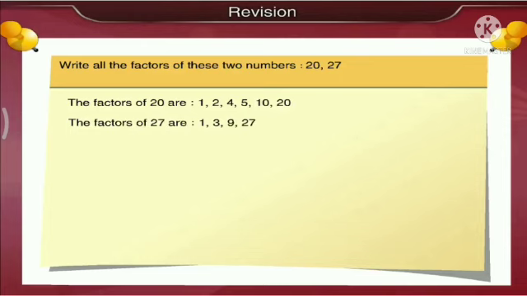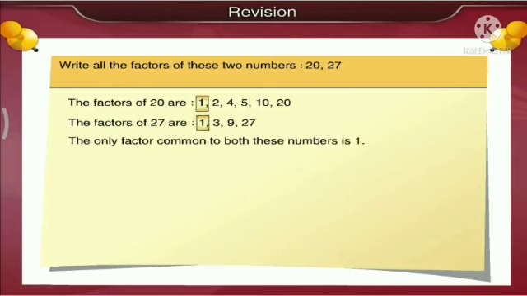Now students, from the given factors, we have to find out the common factors. Here we have written the factors of 20 and 27. From this we have to find the common factor. The only factor common to both numbers is 1. So if there is only one common factor, it means 20 and 27 are co-prime numbers.